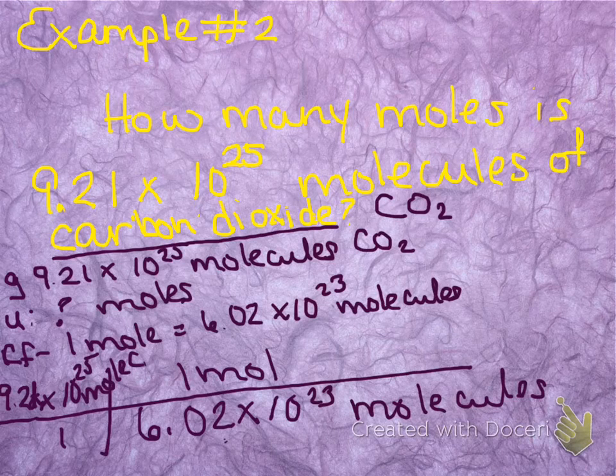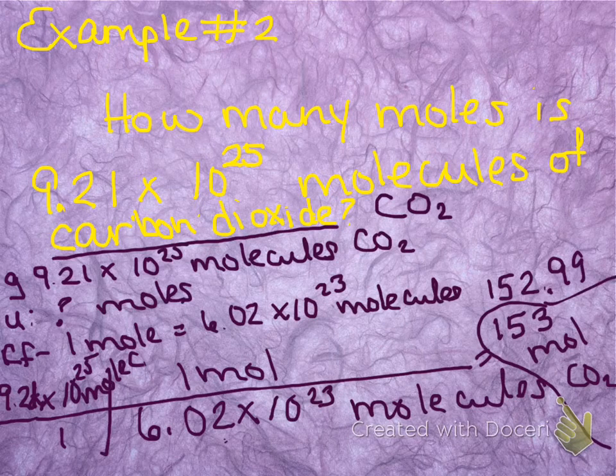Then I'm going to plug this into my calculator, making sure that I use the right button for exponents. I'm going to plug in 9.21 times 10 to the 25th divided by 6.02 times 10 to the 23rd. That gives me an answer. My calculator tells me 152.99. Again, I have 3 sig figs in my initial given, so I can have 3 sig figs in my answer. So my answer to this problem is going to be 153 moles of CO2.